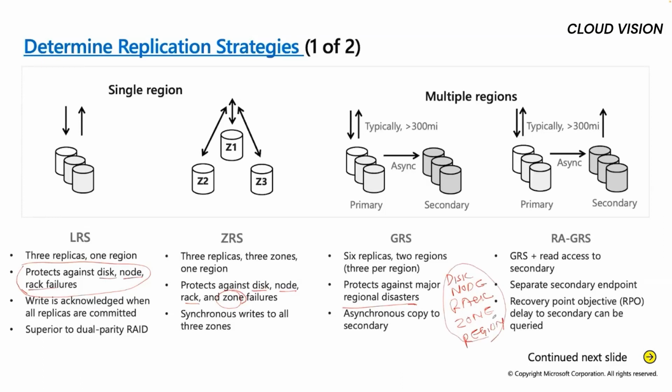Comparing GRS and read-access GRS, the difference is that the latter provides read access to the secondary region. That's one of the differences you need to understand. It also has a separate secondary endpoint, and the recovery point objective, RPO, delay to the secondary can be queried. So this is one of the features it provides with read access.